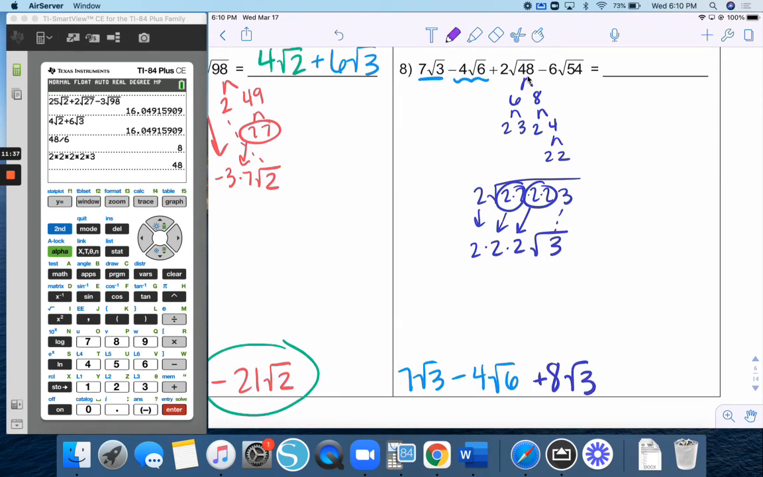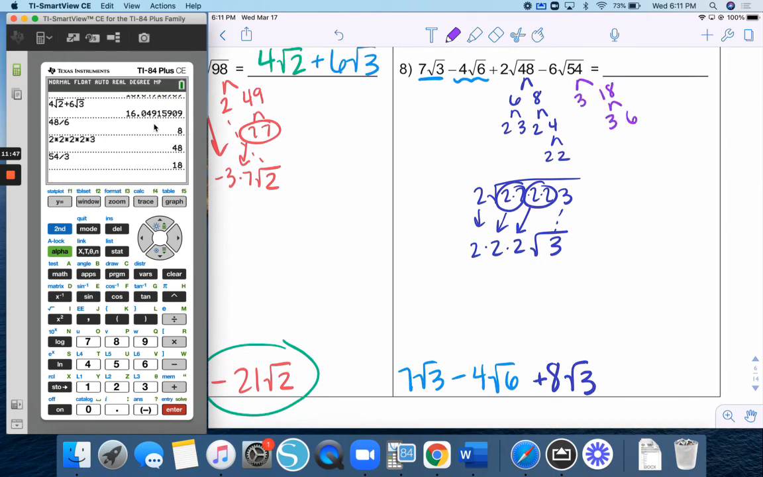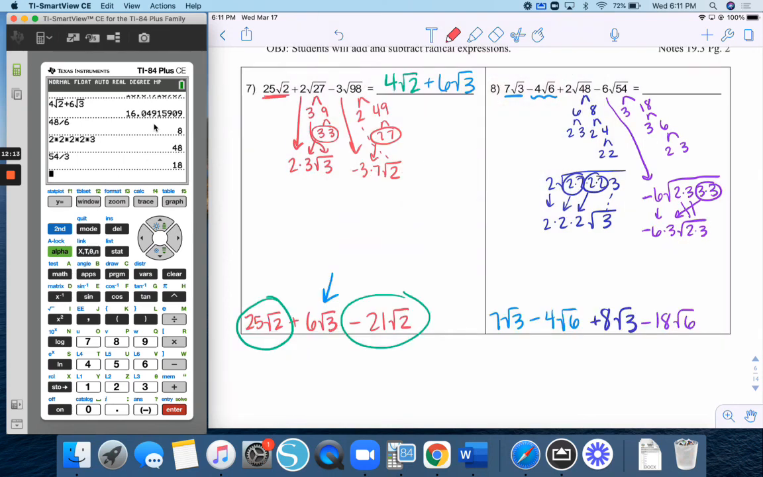And then for 54, I could try 2 or I could try 3. 3 gets me to 18. 18 is 3 and 6. 6 is 2 and 3. So I have a negative 6 out front, and then a 2 with 3 3's. So I have a negative 6, I'm taking out a 3, and I'm leaving a 2 and a 3 in the square root. So that's negative 18 square roots of 6, and again, that's just the simplifying part that you've been doing the last 2 days.